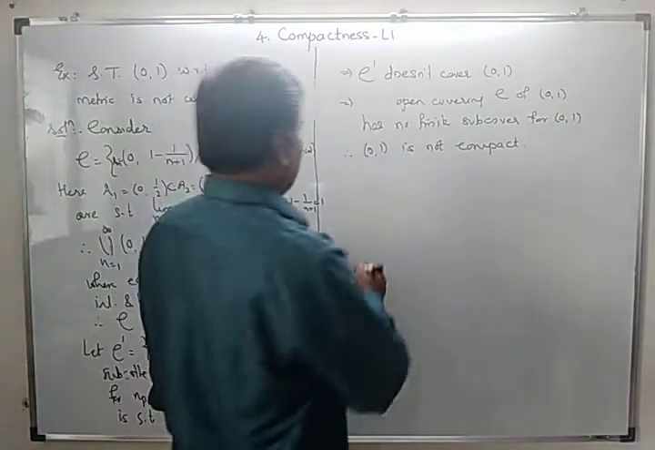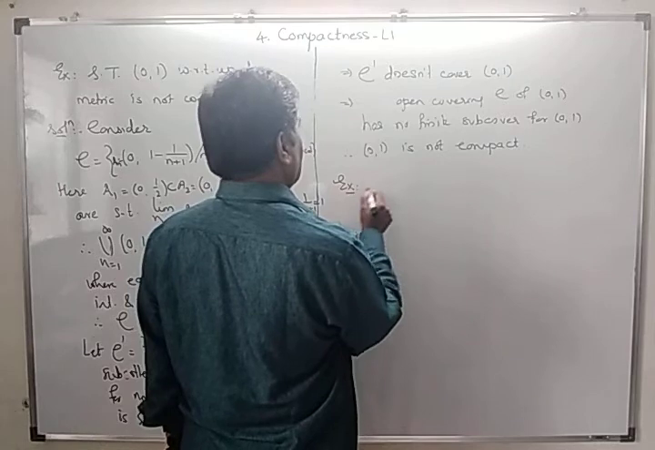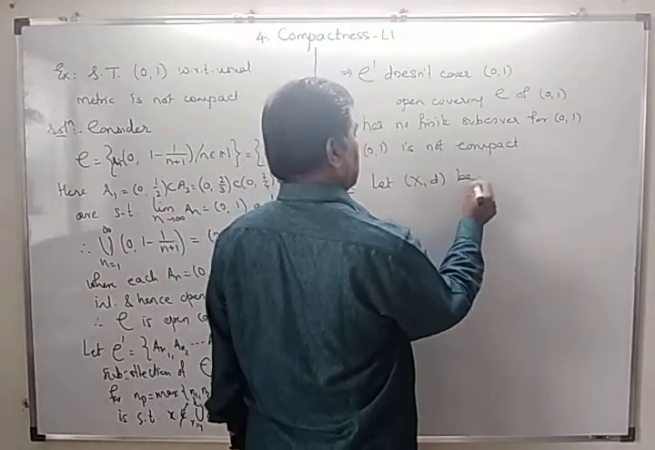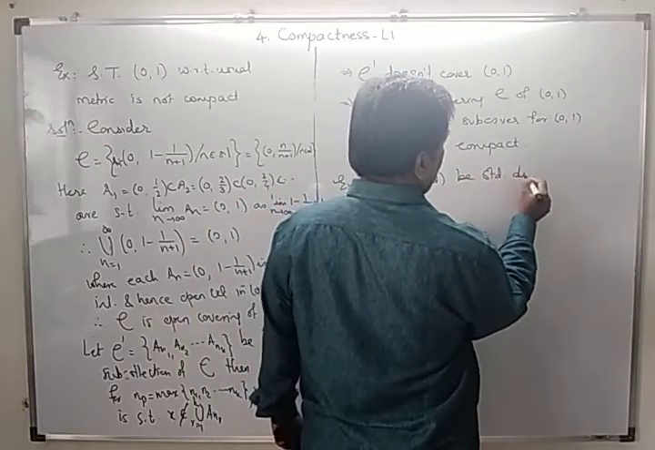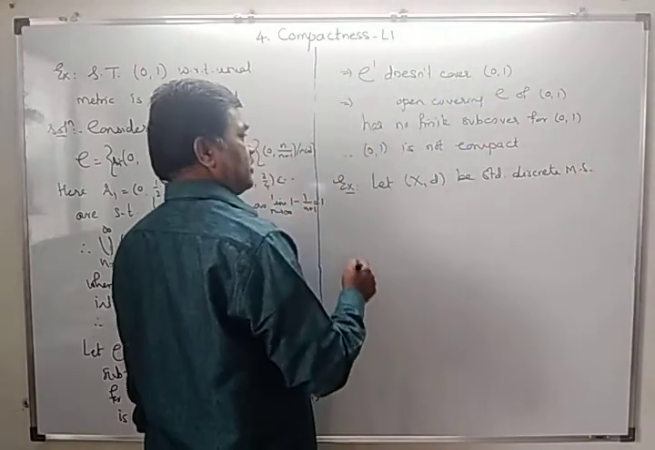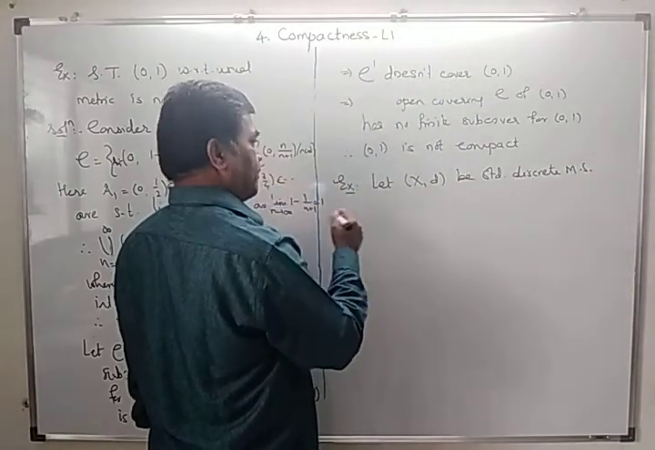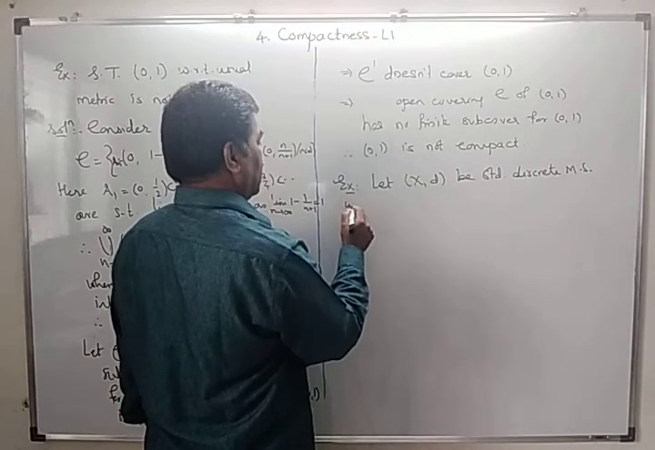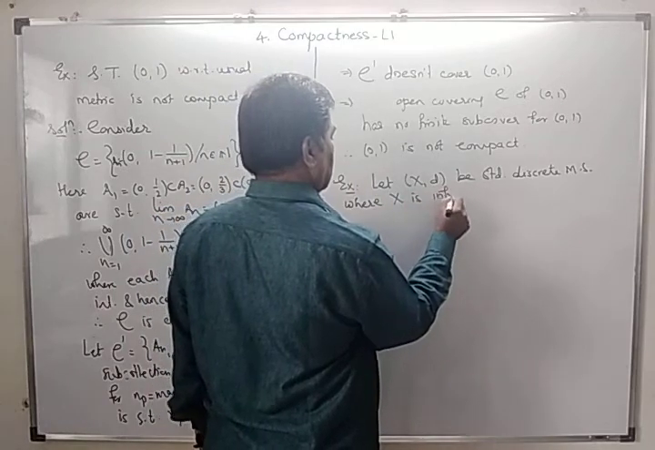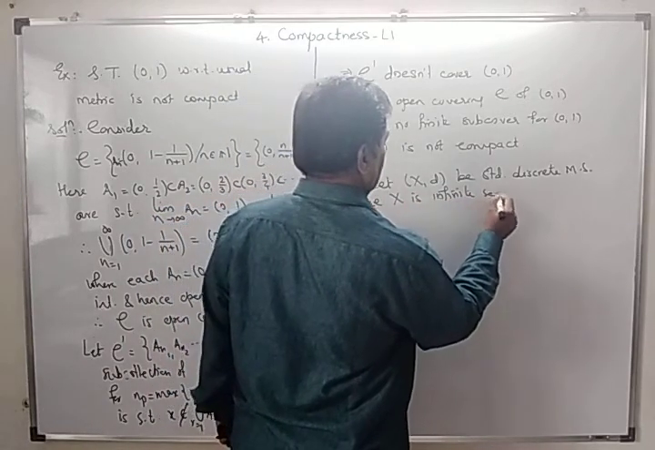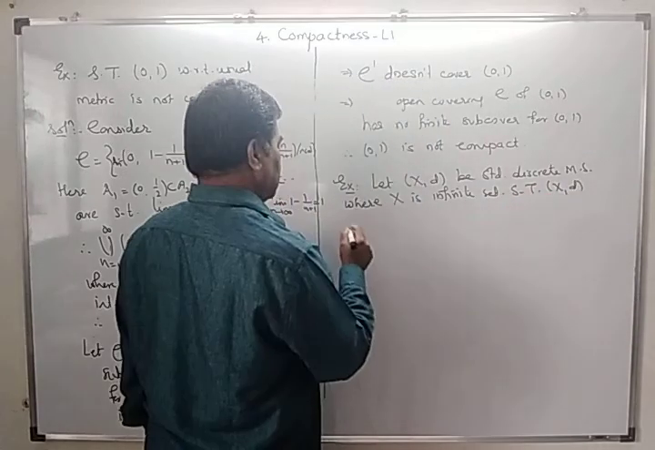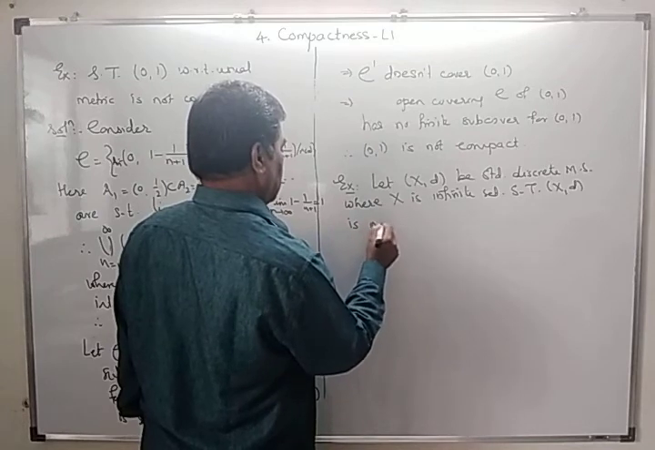If you take the next example, let (X, d) be a standard discrete metric space, where X is infinite. Then (X, d) is not compact.